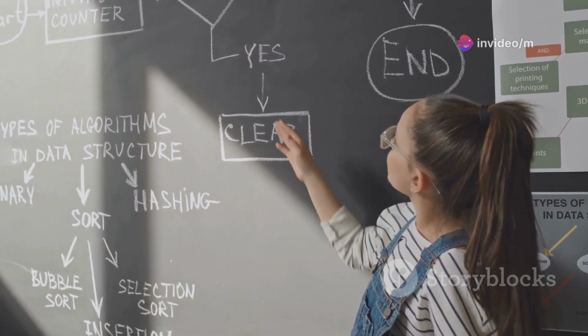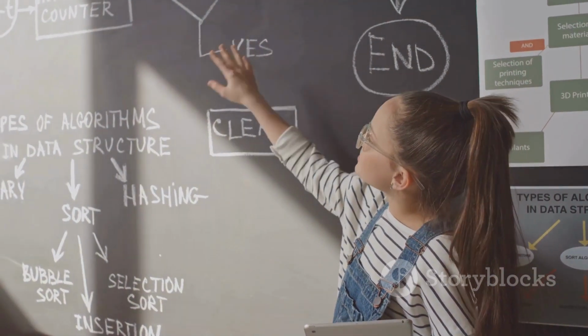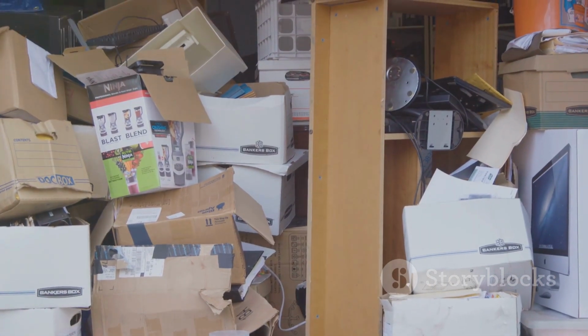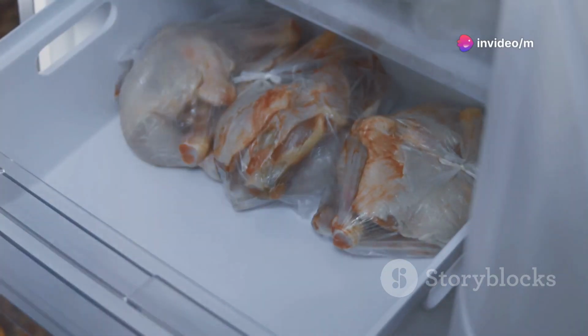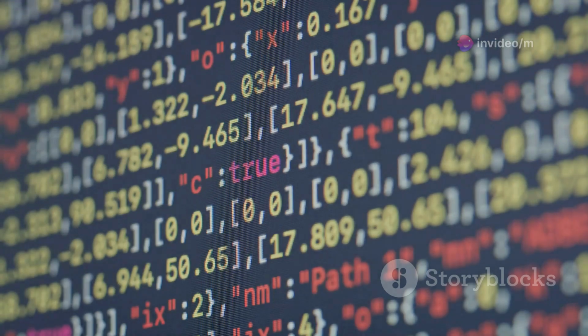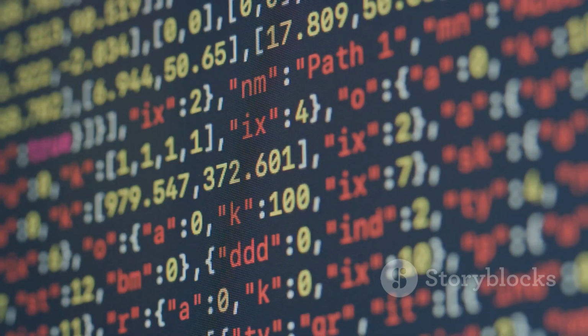In the realm of computer science, data structures are like containers that hold and organize data. Imagine them as different types of boxes for your stuff. You wouldn't store your socks in the fridge, right? Similarly, different data structures are suited for different types of data and operations.